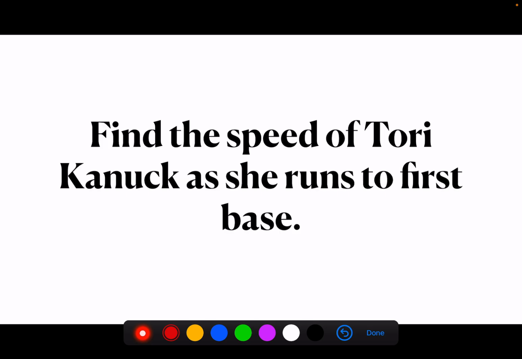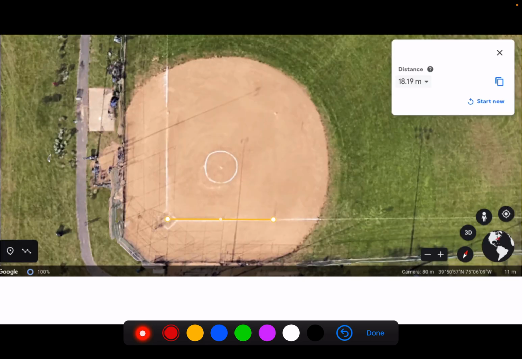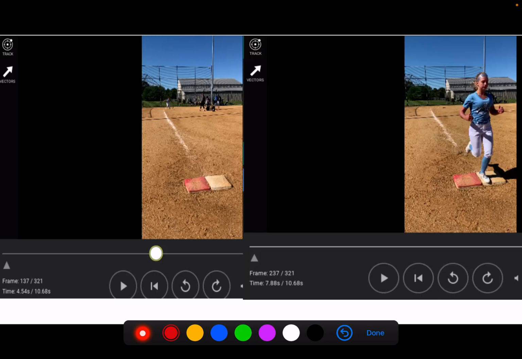Here are some practice problems to try. The first one involves Tori Canuck as she runs from home plate to first base. So the first thing we need to know is the distance, and it tells you the distance right here. Then we need to know the time. We look at when she left home plate. We look at the time she crossed first base, and we subtract them to get the change in time.